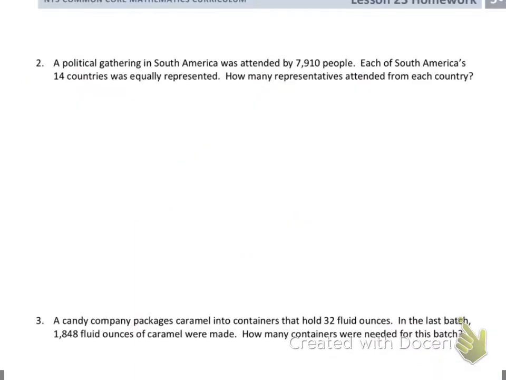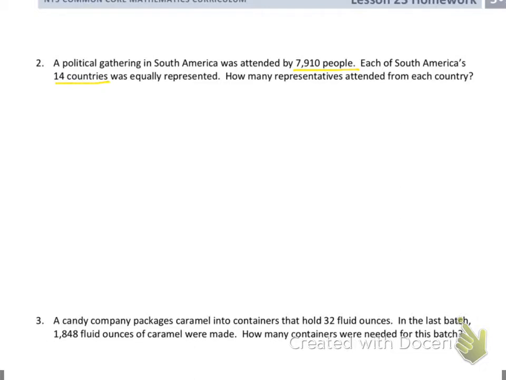This brings us to number 2 on the back. So I'm going to be paying attention to some important information, maybe even underlining some things. A political gathering in South America was attended by 7,910 people. Each of South America's 14 countries was equally represented. How many representatives attended from each country? It seems like the important things here are the number of people who attended in the first place, 7,910 people, and the countries, 14 of them were equally represented.